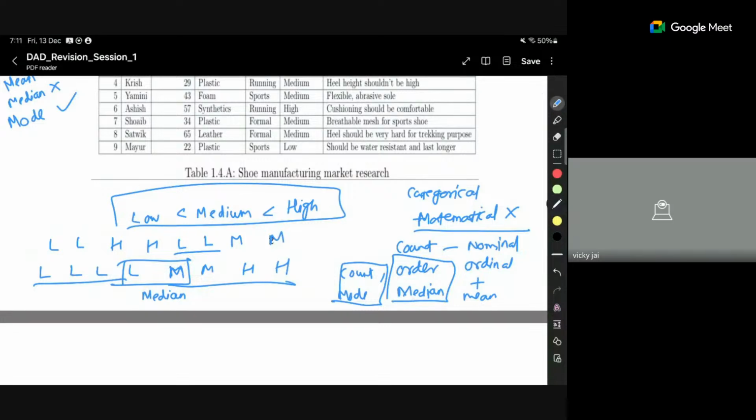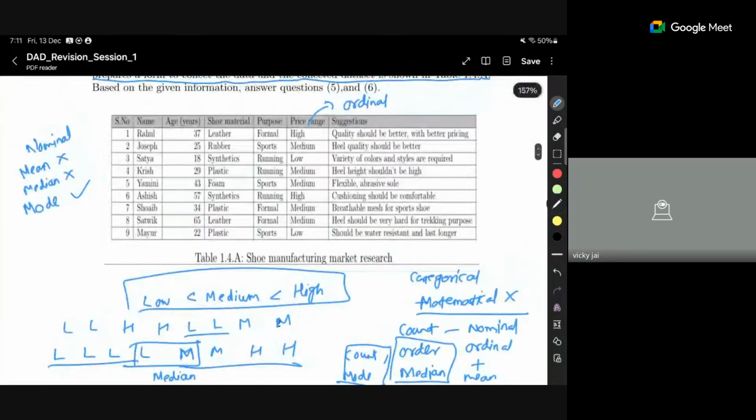In ordinal data, I can't do addition, right? Because I don't know what high plus medium is, or low plus medium, or low plus high. If I add them, what value is going to come out, I don't know. So for ordinal, I cannot find the mean. I can find the median of this, I can find the mod of this, right? So these two are possible.